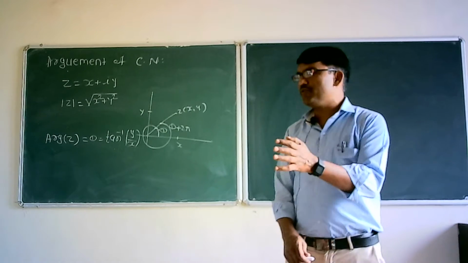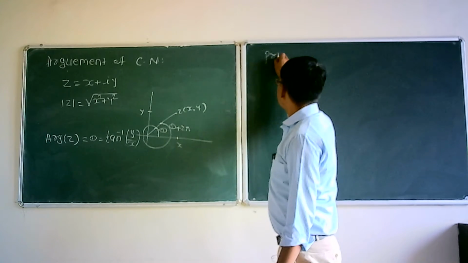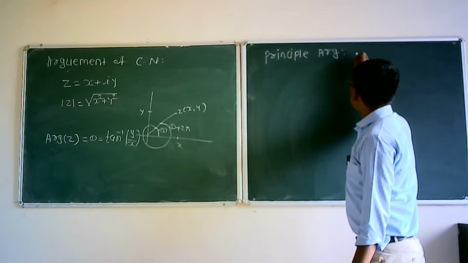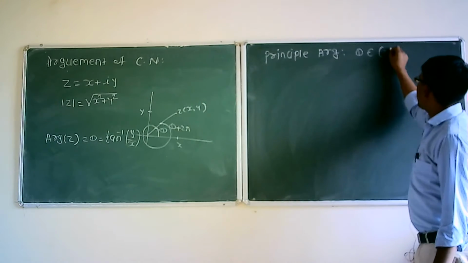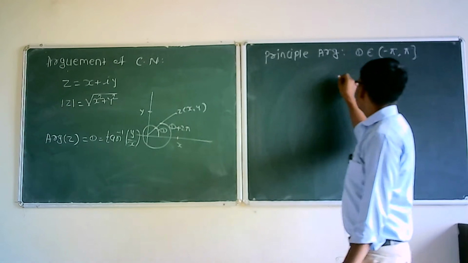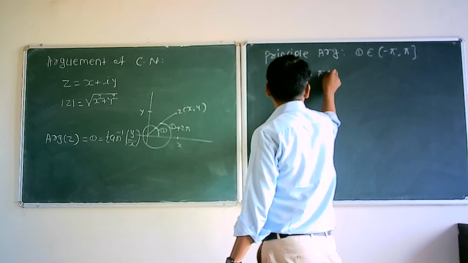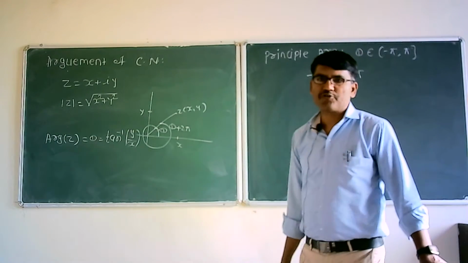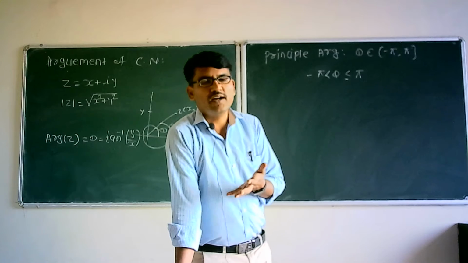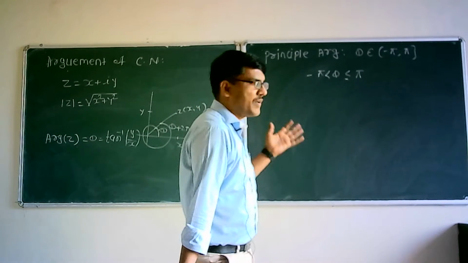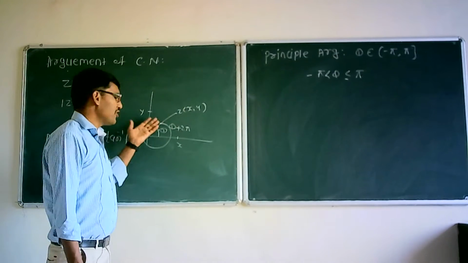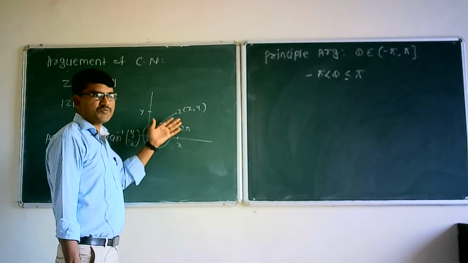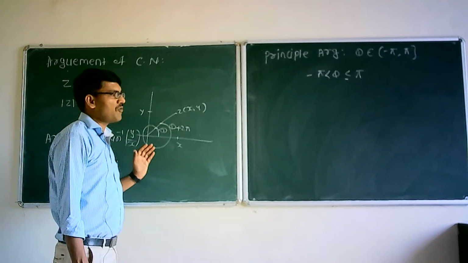But to make it unique, we can write the principal argument. Now what is the principal argument? If your theta belongs to minus pi to pi, that is, if theta lies between minus pi less than theta less than or equal to pi, then it is called the principal argument. Hope you understand why we need the principal argument. Here our argument is not unique: if theta is the argument, then theta plus 2 pi, theta plus 4 pi, theta plus 6 pi are also arguments of the complex number.